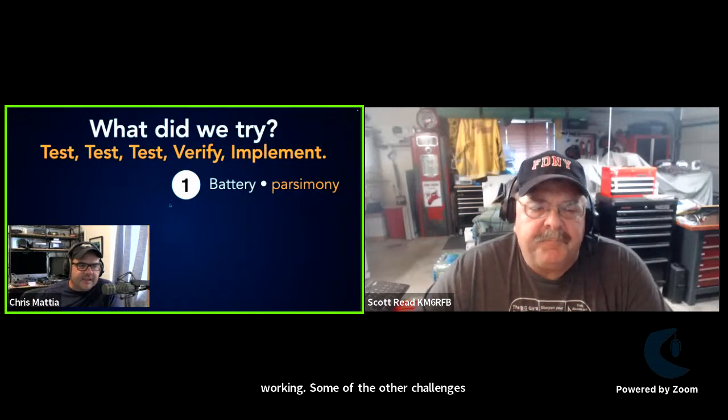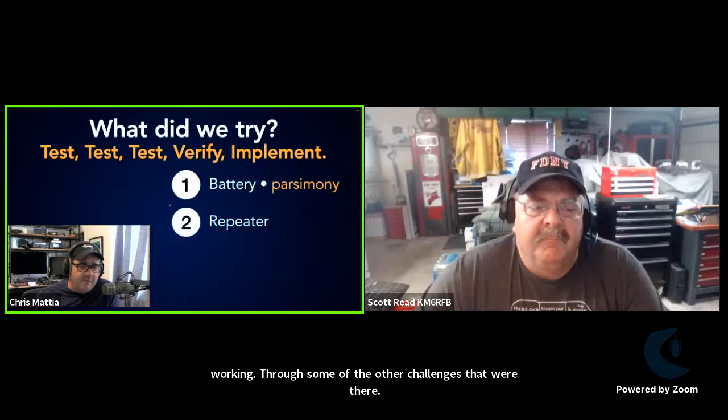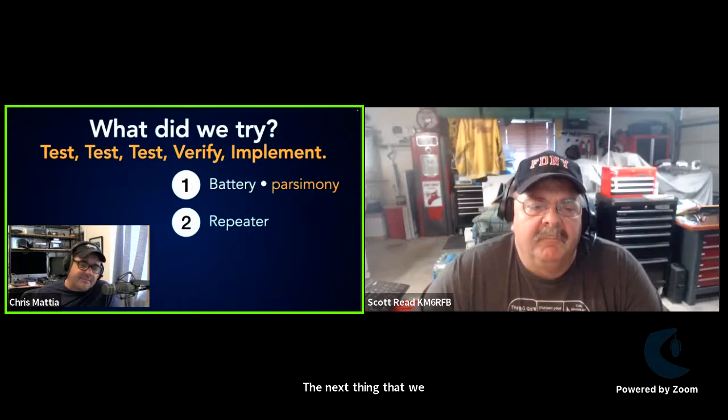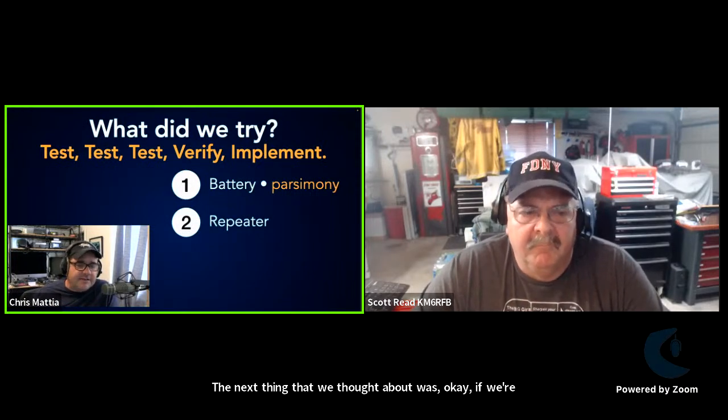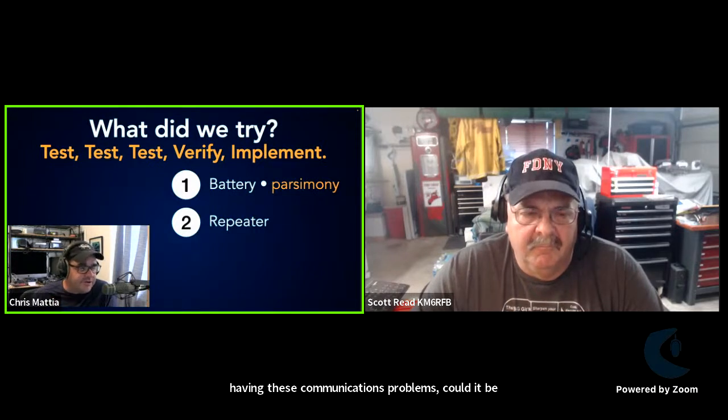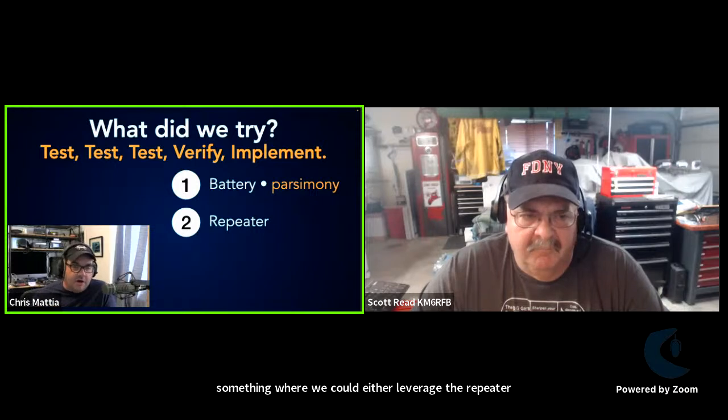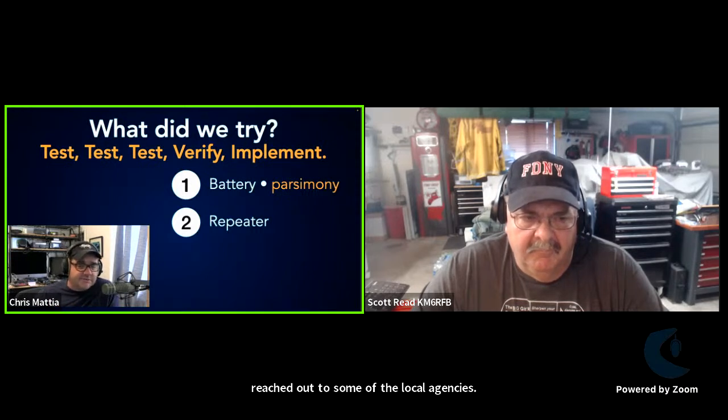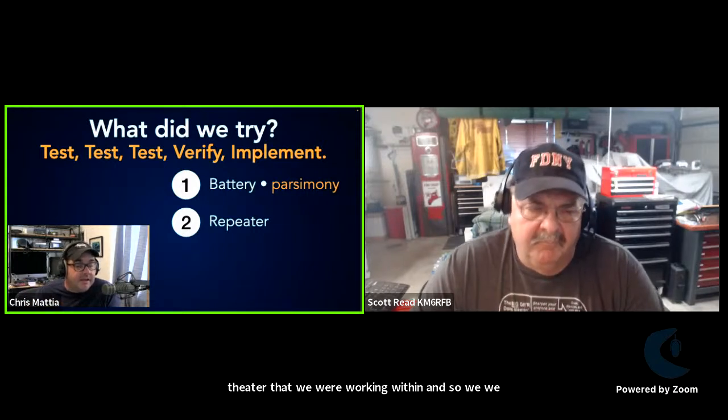We can get them over as we start working through some of the other challenges that were there. The next thing that we thought about was, okay, if we're having these communications problems, could it be something where we could leverage the repeater? During our setup day, the ComL reached out to some of the local agencies, got us access to some of the local UTAC repeaters that we could use that were already deployed within the theater that we were working within. And so we said, okay, it could be this.